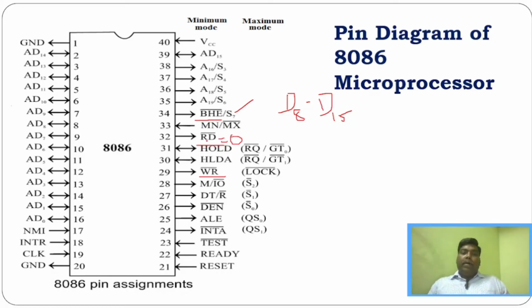But here, most of the pins will have a bar at the top. So RD equal to 0 means it will be active. If it is equal to 1, then it will be in the inactive state. So if RD is equal to 0, then we can read information from the memory. Similarly, for write, whenever WR is equal to 0, we can write information in the memory. And this M/IO tells you which memory is accessed.